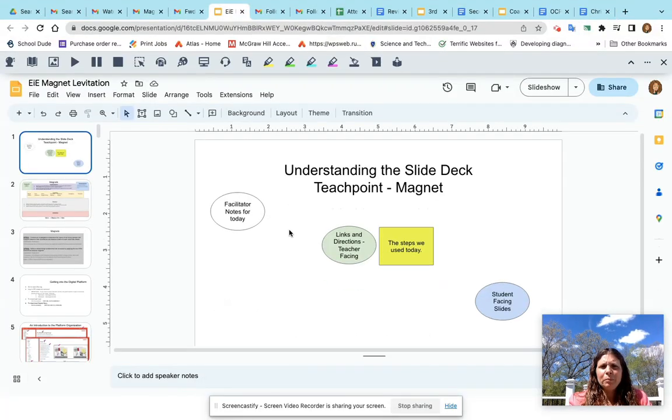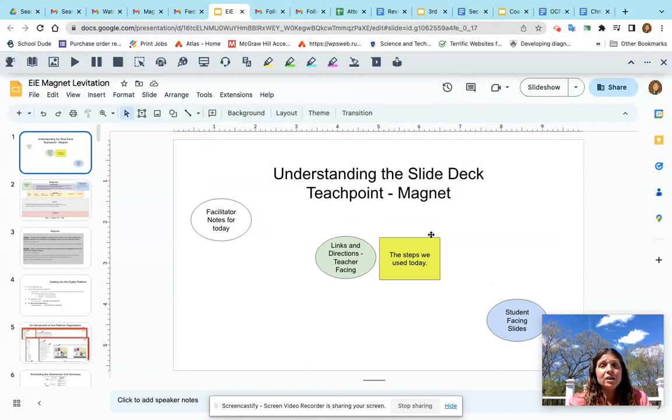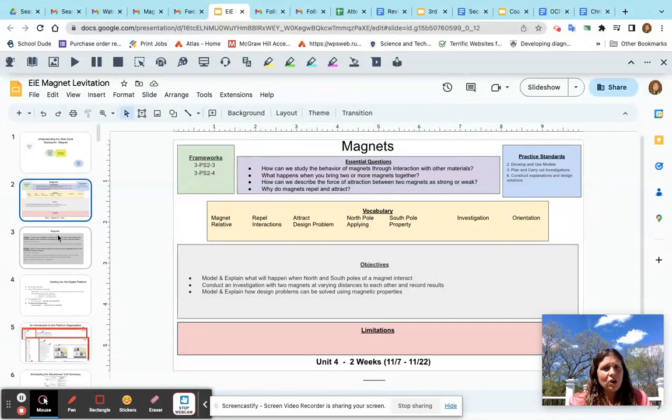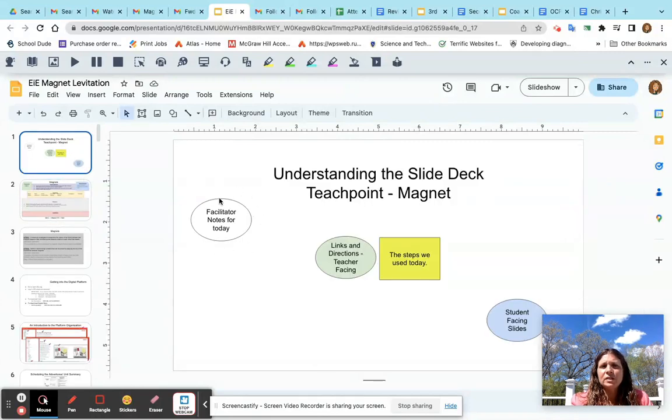So Engineering is Elementary is a very large program. One of the new ones we had this year is magnets. Here, again, you'll see this common theme. I'm still bringing it back to our scope and sequence here in Worcester. And then what I do for teachers is I say, okay, the facilitator notes are going to be in white. The student-facing slides are going to be in blue. Still, I'm the teacher, you're the student. We walk through it together.